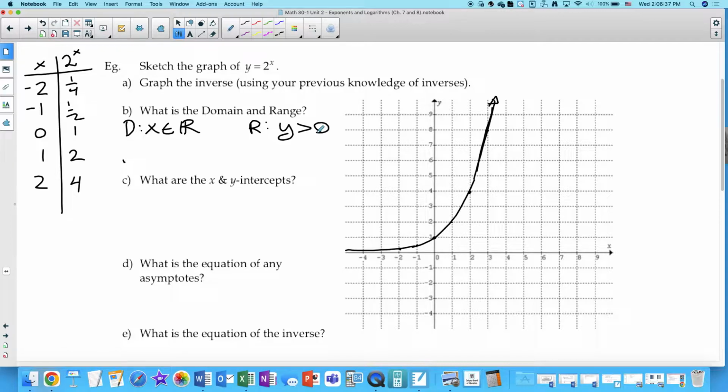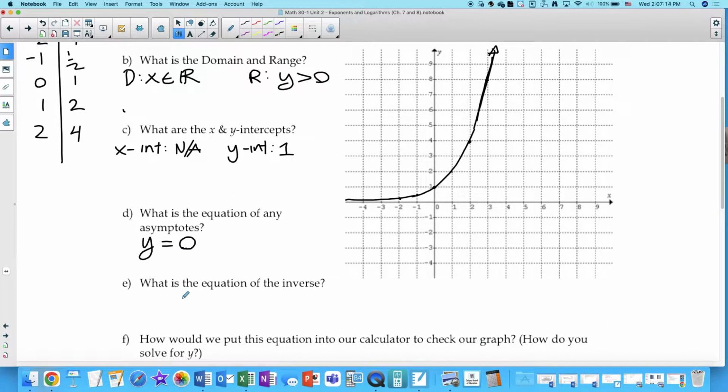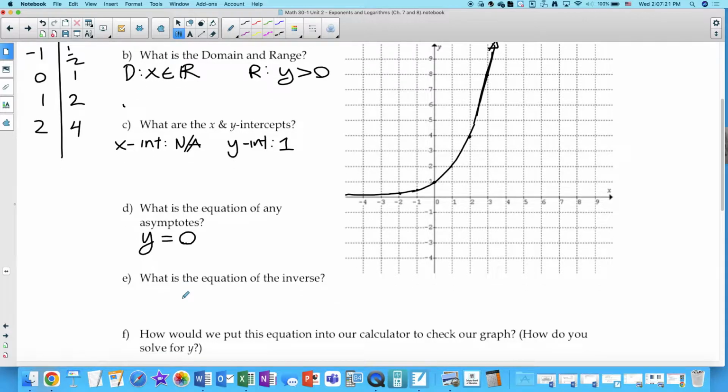Okay, what are the x and the y intercepts of the exponential function? What's the x-intercept of this function? Nothing. The y-intercept is at 1. Okay, what's the equation of the asymptote? It would be the x-axis, which is y equals 0. Okay, now let's think about the equation of the inverse. So when we're looking at a function and its inverse, how do we get from the function to the inverse? Yeah, swap x and y. Exactly. So the inverse would be x equals 2 to the y.